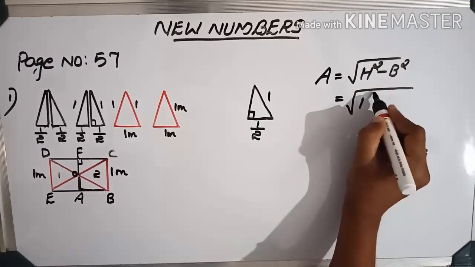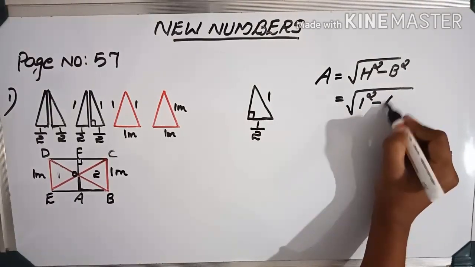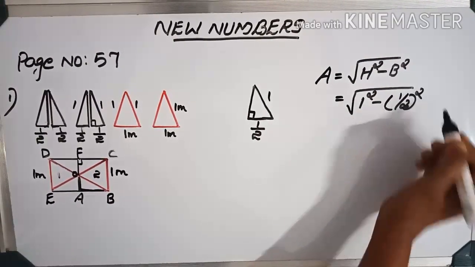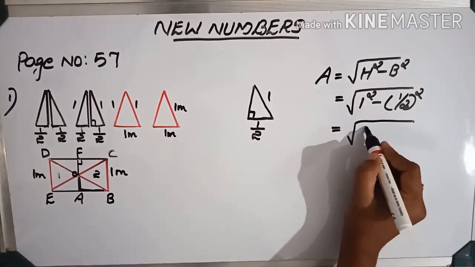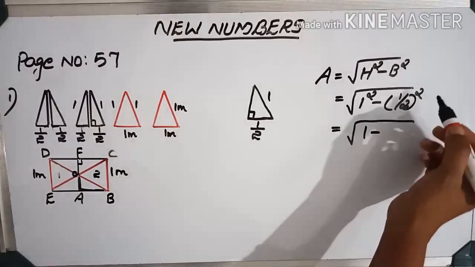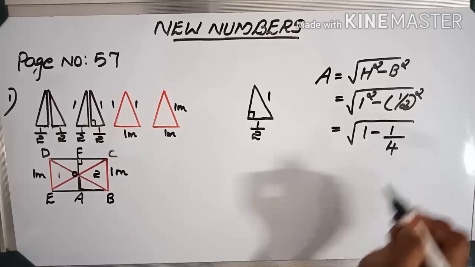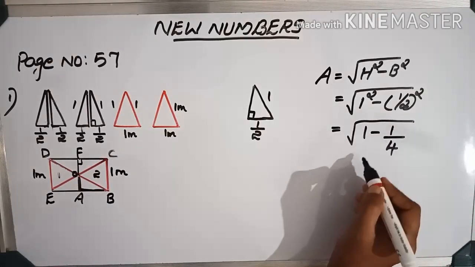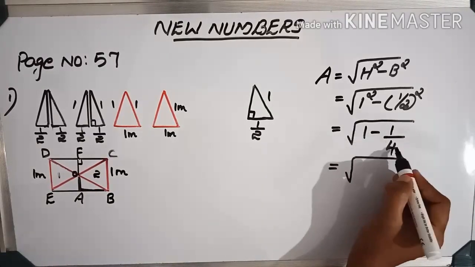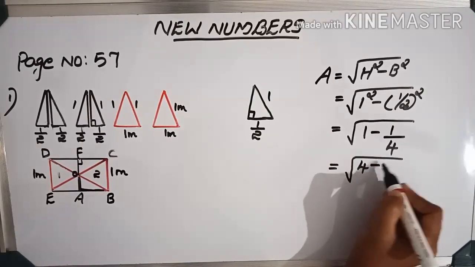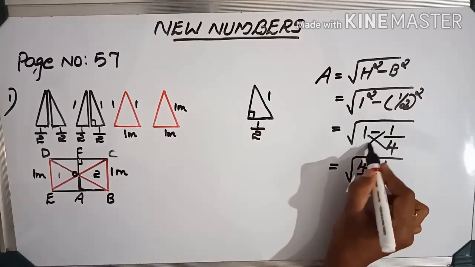Okay, so 1 square minus base is what? Half, so half whole square. Next is simplification, that is 1 square is 1 minus half square means 1 square, 1 by 2 square is what? 4. Next is what? Cross multiplication. We have to simplify this, so that is equal to 1 into 4, 4 minus this 1 divided by 4.